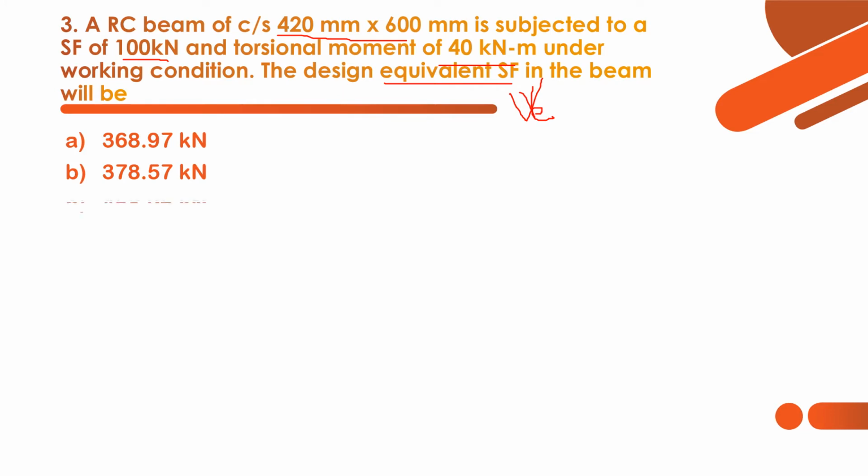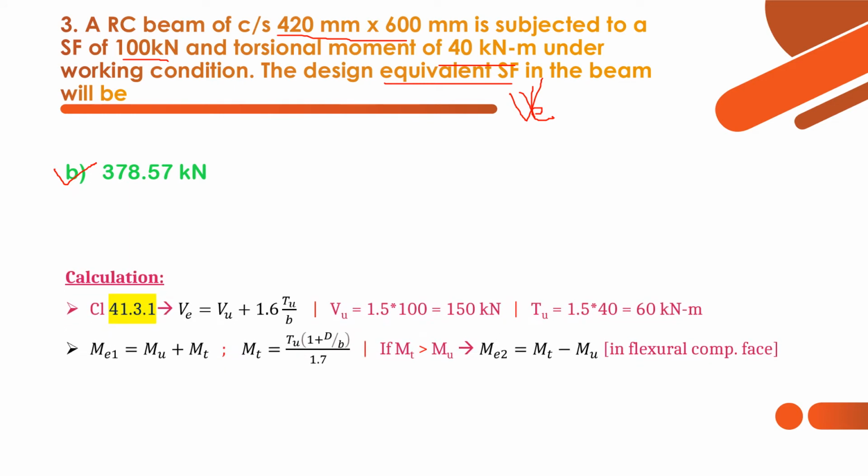We have to employ only one formula to find design equivalent shear force as per IS 456-2000. They have given a codal provision for this design equivalent shear force formula. We have to employ that formula to find the answer. So here the correct answer for design equivalent shear force is 378.57 kN. Now let's see how it is calculated.